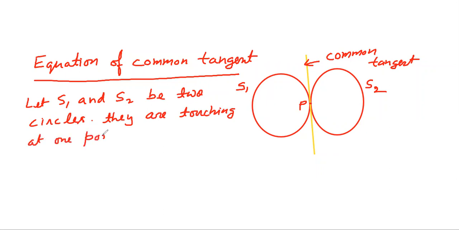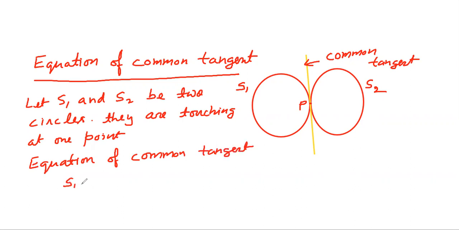Then the equation of this common tangent, what is the equation of the common tangent in this case? We see S1 minus S2 equal to 0. The same equation. We find that the equation of common tangent, the equation of common chord, and the equation of the radical axis are the same.